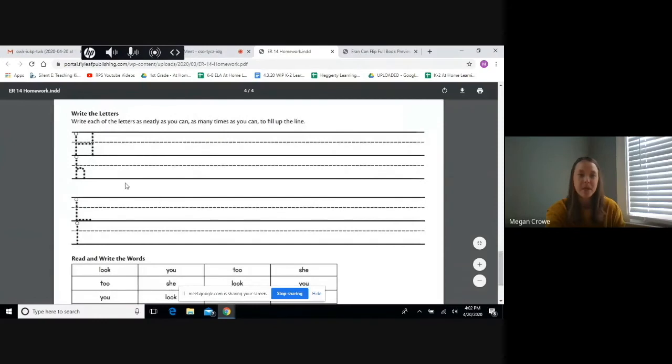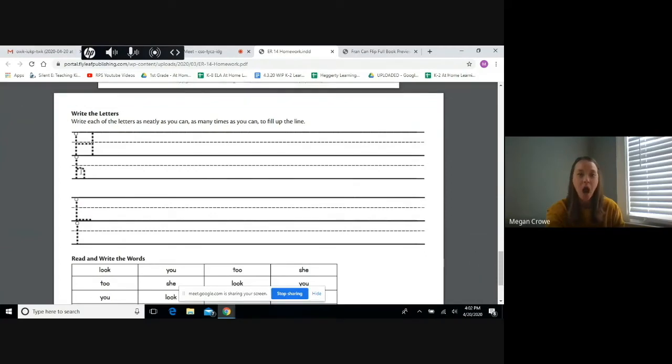At the bottom, you have some letter review. We have our capital H and lowercase h. That sound says, and you're going to write the letter all the way across the line. Then we have our capital L and our lowercase l. They say L, and you're going to write the capital and lowercase letter across the line.